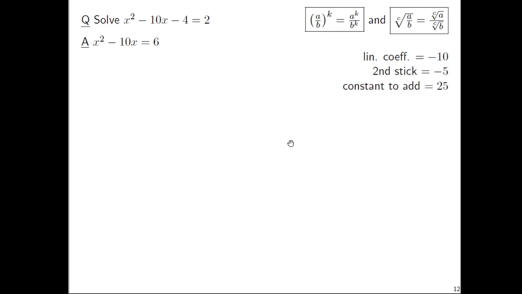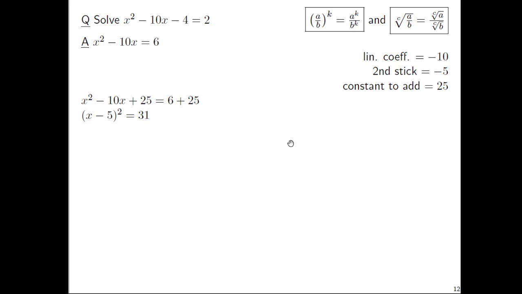So, I don't know if this is going to work, right? But let's just give this a try. Let's add 25 to both sides. And you'll have x squared minus 10x plus 25 equals 6 plus 25. The left side actually factors. You can check. If you do x minus 5 times x minus 5, that will be x squared minus 10x plus 25. So we really do have a perfect square.